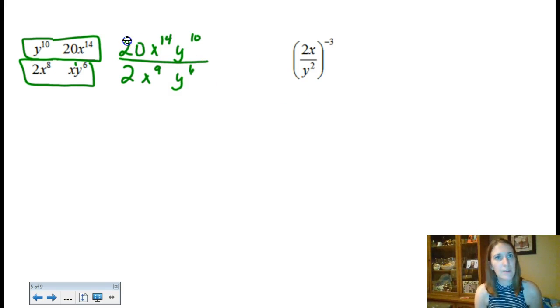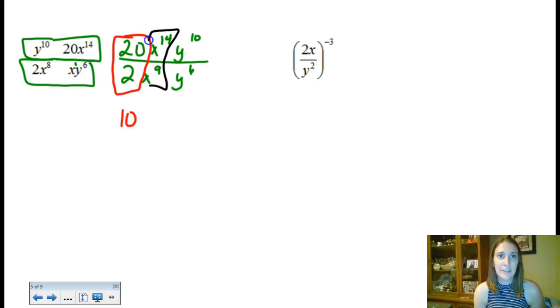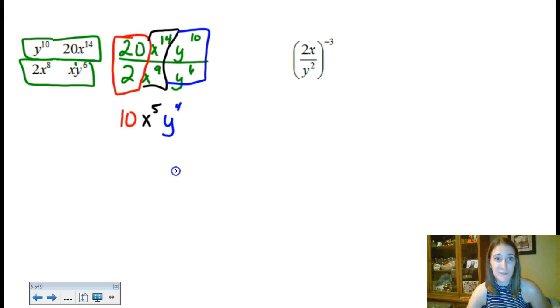So remember, 20 divided by 2, those are coefficients. That is a 10. These, however, are exponents. So 14 minus 9 is x to the 5th. And then exponents again, 10 minus 6 is 4. Nobody's negative, no parentheses, everybody's collected. I think we're done.